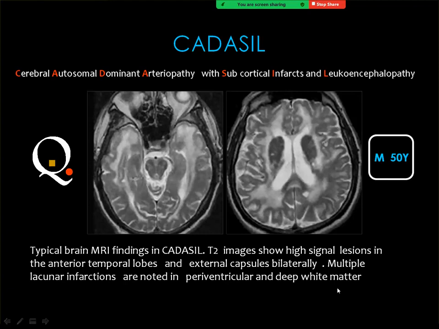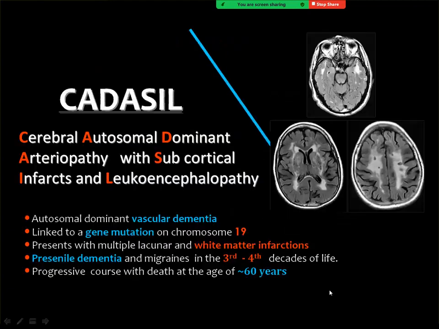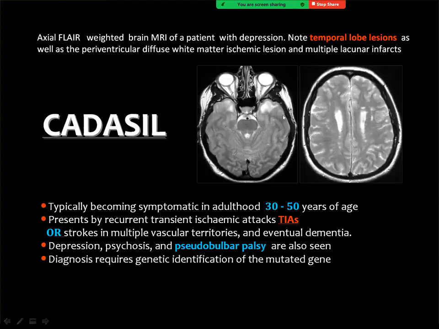And this CADASIL is an autosomal dominant vascular disorder, and this presents by multiple or extensive white matter infarctions in a relatively younger age compared to the age of subcortical arteriosclerotic encephalopathy, and the affection of the temporal lobes is very prominent in this disease, where you got ischemic changes in the white matter and also ischemic changes in the temporal lobe.